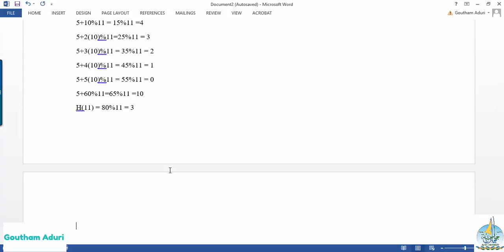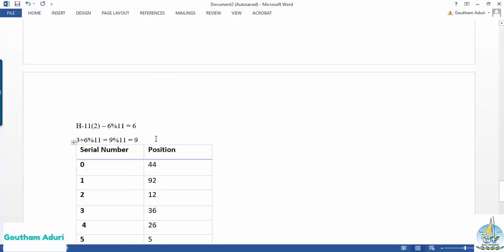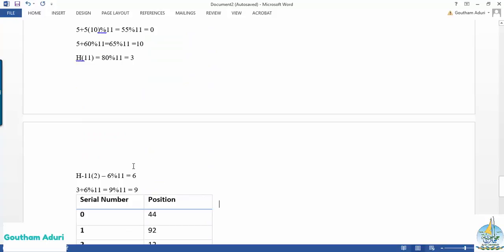Now we have to calculate the second hash function. Second position, 2 into x, 2 into 3 is 6 mod 11, it's going to be 6. So h1 plus h2, 3 plus 6 mod 11, so it's 9 mod 11, it's the 9th position. 9th is also getting collision. So now I can get it.